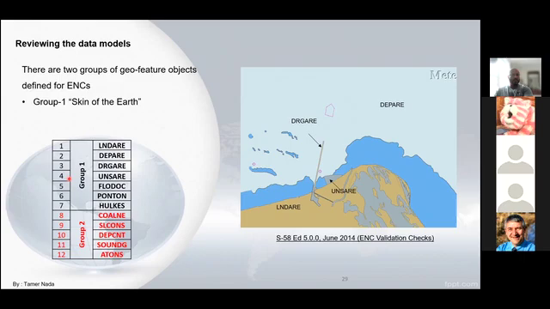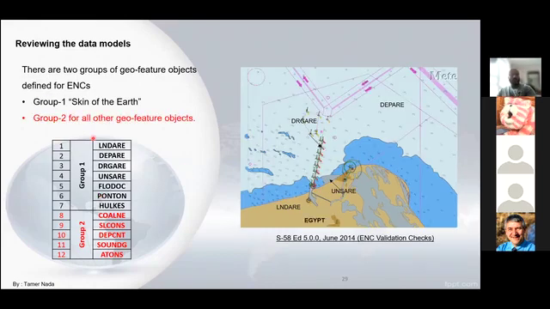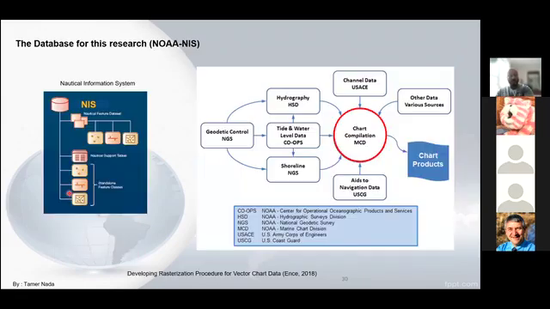So those are the 7 feature objects that represent the base of any ENC and should be without any overlap or gaps between them. And then the rest of the geofeature objects, all of them is group 2. So I've selected about 5 of them that are closely related to those 7. The coastline with the 2 types of coastline, the artificial coastline and the natural, depth contours and soundings, and aids to navigation. So those are the 12 feature objects that I've selected for this research.